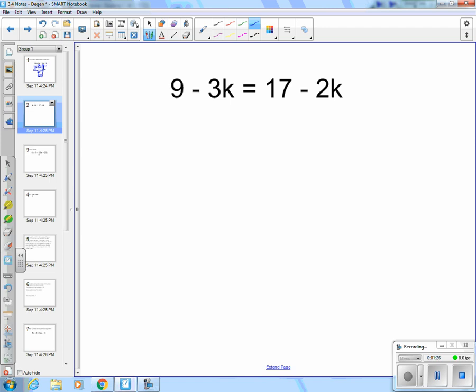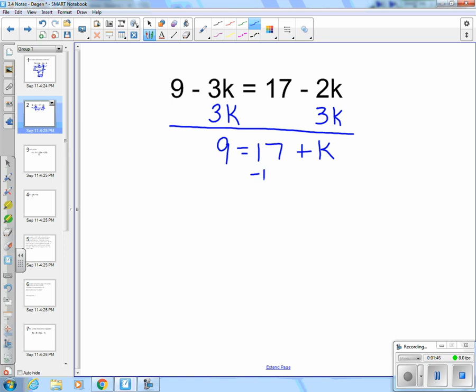on. When I move my variables to one side, I am going to move my negative 3k over to the right. I do this so that I am left with a variable that has a positive coefficient in front of it. So I have my 17 plus k. Then I can subtract 17 on both sides and end up with negative 8 is equal to k.